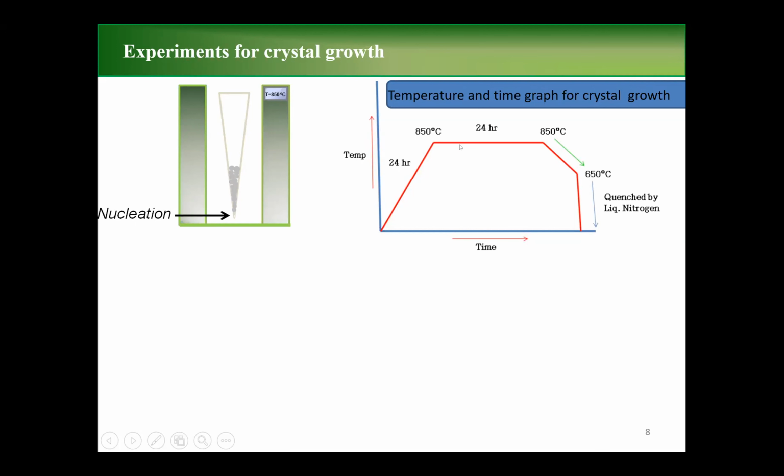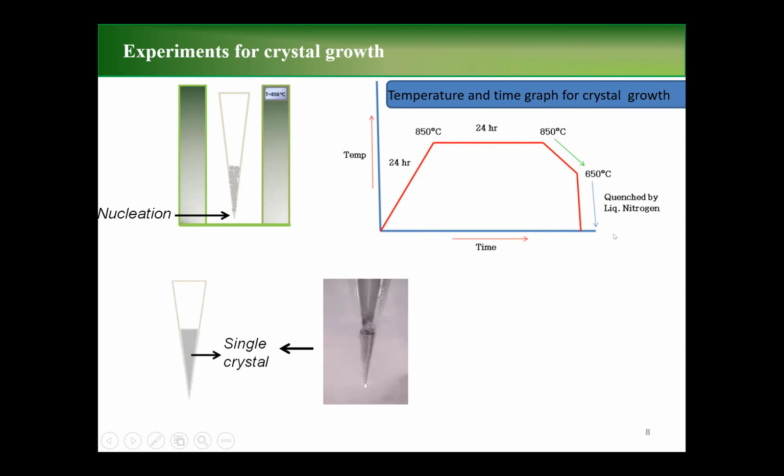The temperature-time graph for the crystal growth is shown here. First we increase the temperature to 850 degrees in 24 hours, then maintain the same temperature for another 24 hours, and then cool it to 650 degrees centigrade at a rate of 1 degree centigrade per hour, and then quench it in liquid nitrogen. Once it is done, the snapshot of the ampule with the crystal formed is shown here. Then we break this ampule, and the snapshot of the single crystals is shown here.